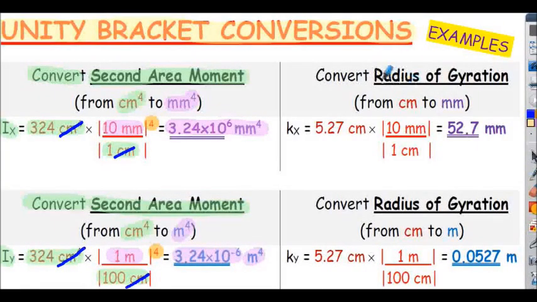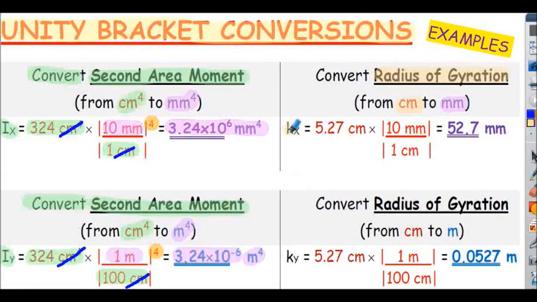On the right hand side, we've converted radius of gyration values from centimetres to millimetres. These are slightly easier conversions as they're linear dimensions, but students are sometimes confused as to whether to multiply or divide by a particular value. Again, unity brackets structure the conversion.